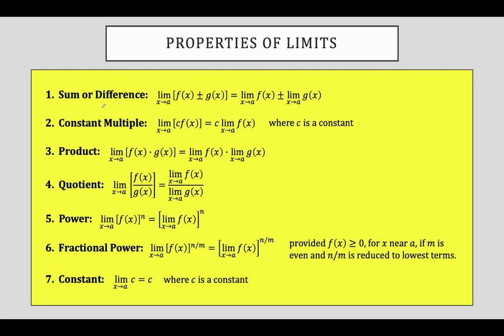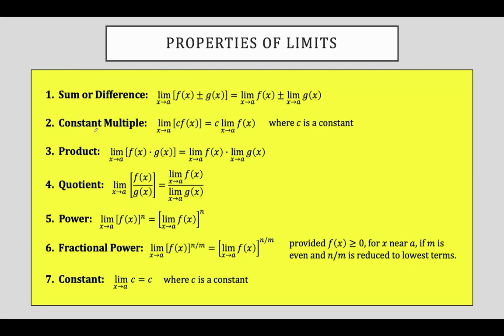Our first rule, the sum or difference rule for limits. The limit as x approaches a of the sum or difference of f of x, that means f of x plus g of x, or f of x minus g of x, is equal to the limit as x approaches a of f of x plus or minus the limit as x approaches a of g of x. In other words, if we are trying to evaluate the limit of a sum or difference, addition or subtraction, we can evaluate the limit of each component individually and then just add or subtract them.